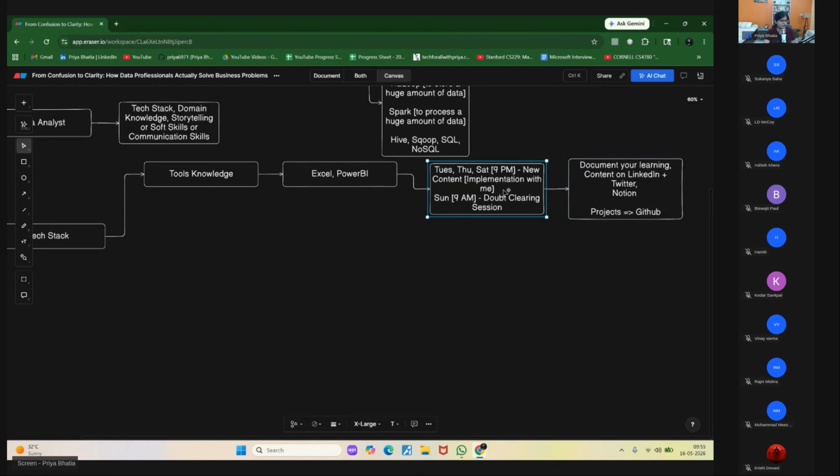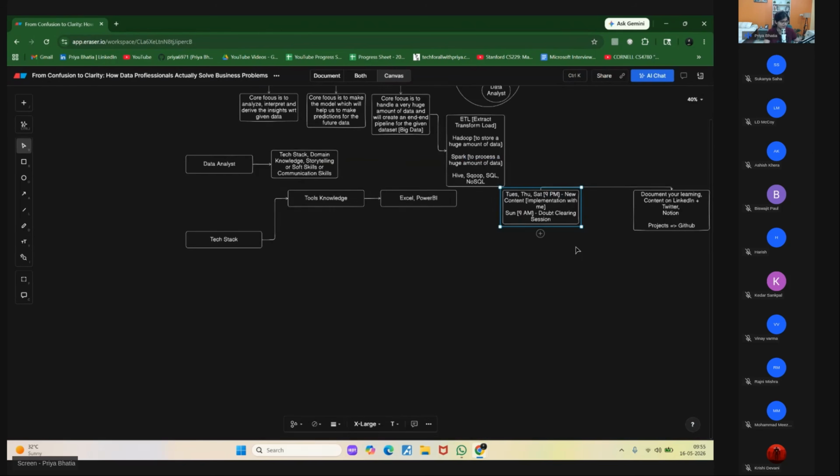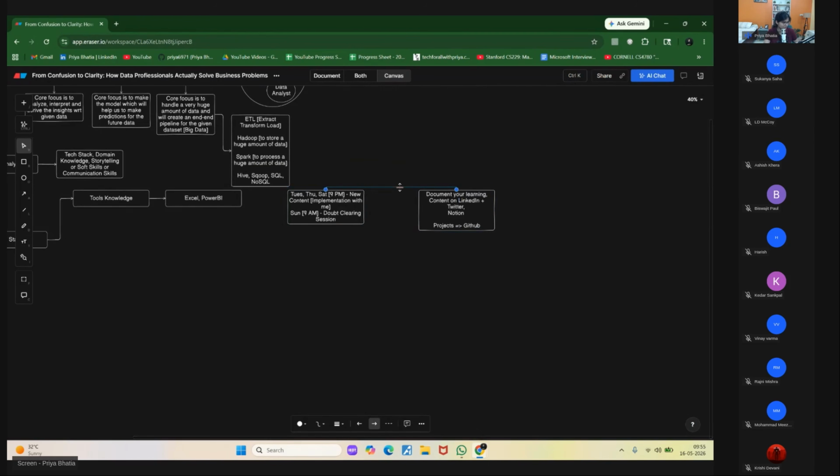Now, I hope the flow is completely okay with everyone. Is it clear? Let me just remove this. And this is something which is a different thing which we have covered up.